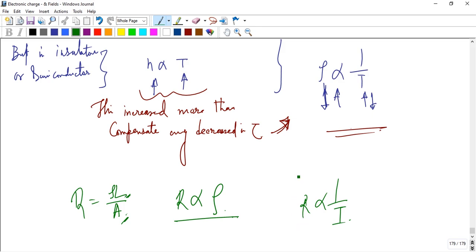If temperature increases, resistance decreases, and if resistance decreases, current increases. Current is directly proportional to Q by T, so the charge is increasing. That means the number of free charge carriers per unit volume is increasing. It is a circular concept; they are related to one another. If you clear the concept, it is actually very easy.